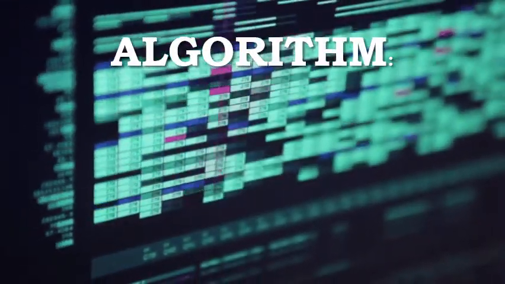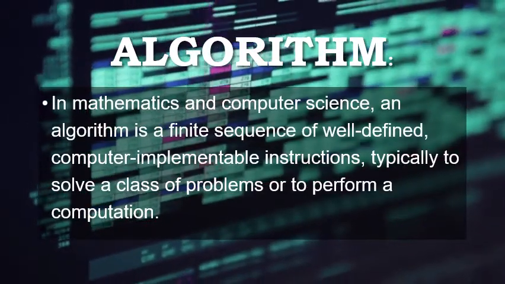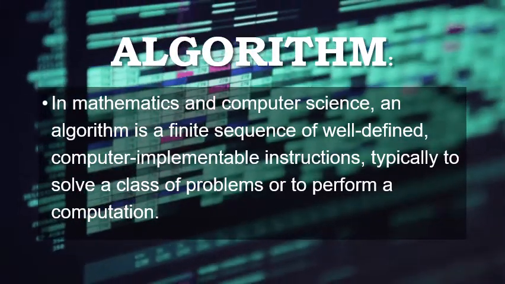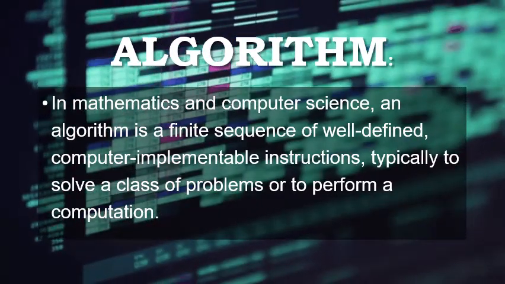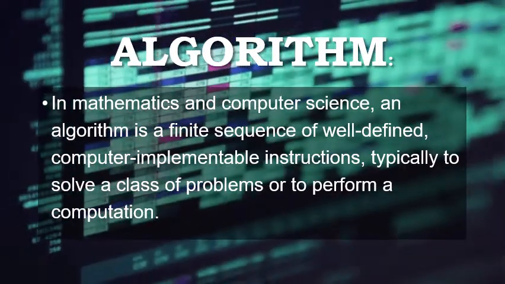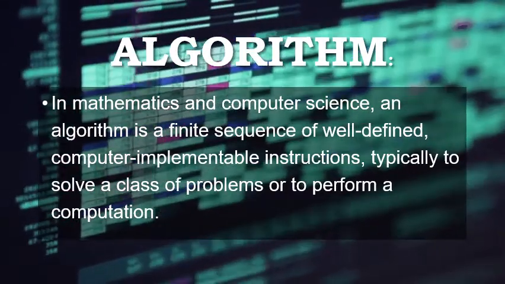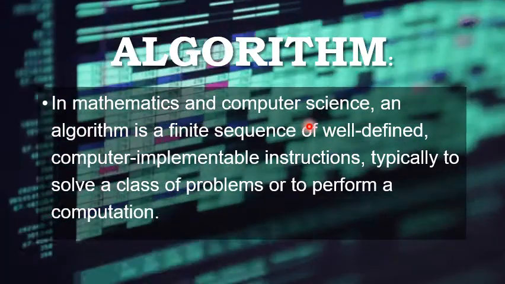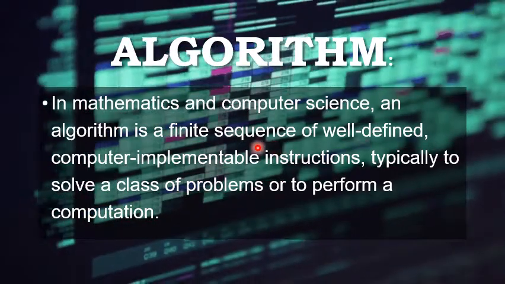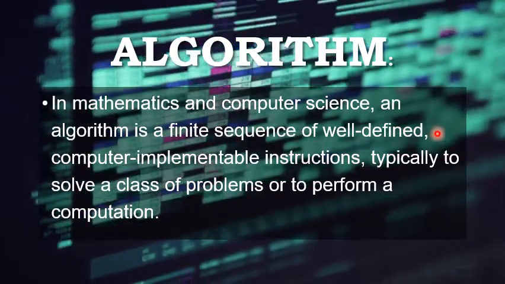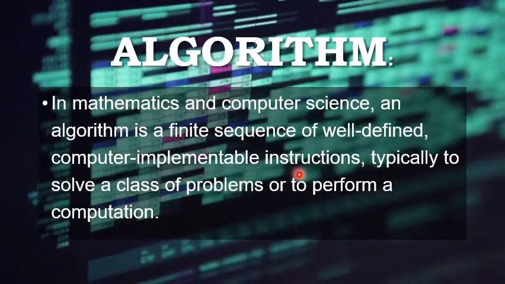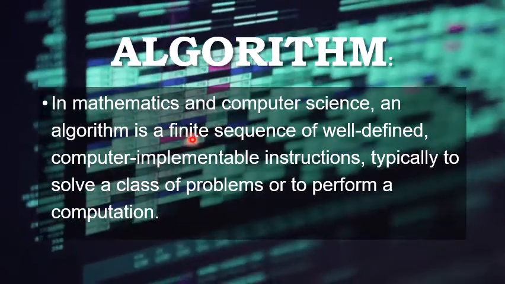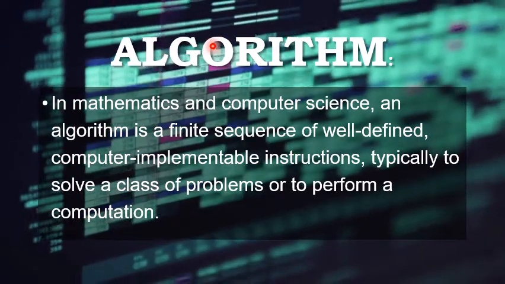So what is algorithm? In the context of mathematics and computer sciences, an algorithm is a finite sequence of well-defined computer-implementable instructions, typically to solve a class of problems or to perform a computation. Simply put, in mathematics and computer sciences, an algorithm is a finite sequence. It is basically a sequence of well-defined and computer-implementable instructions. For example, if we want to do a task, we can divide that task into a finite sequence. That would be known as an algorithm.